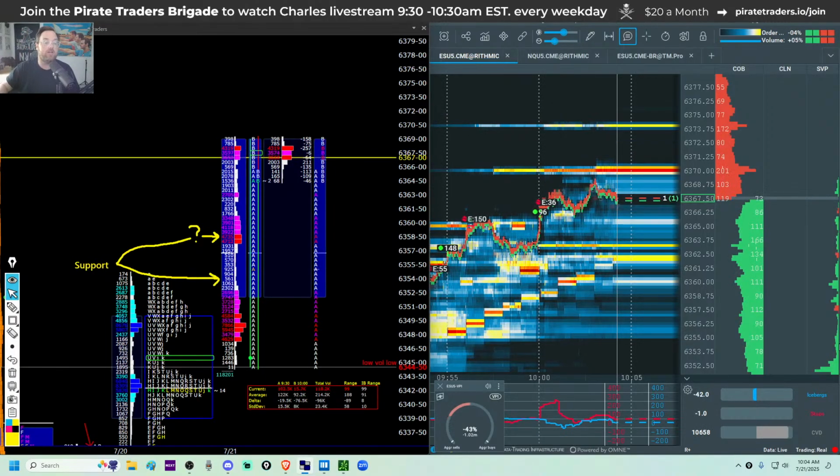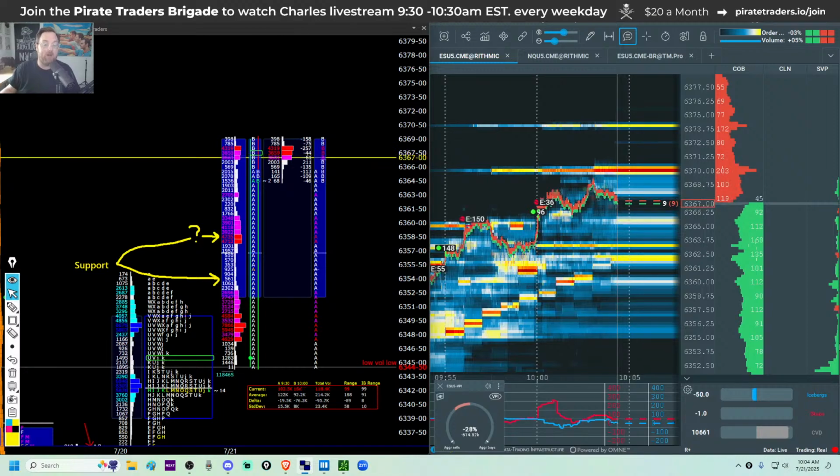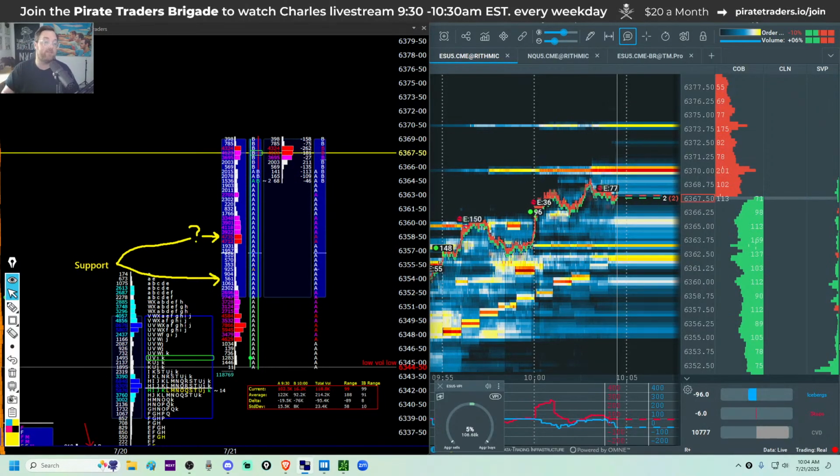So if you'd have gotten long at some point today and the last upside target is 63.69, that's a place where you would take profits. Doesn't mean the market can't keep going, but it's just if you want a high probability of being able to lock in your gains, that's a place to look.